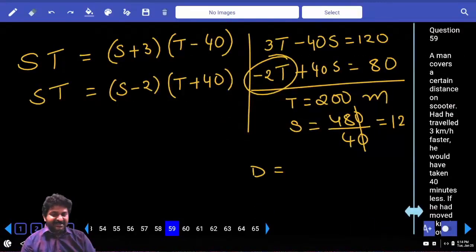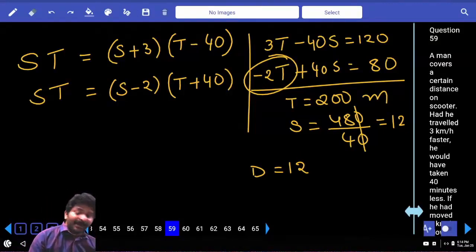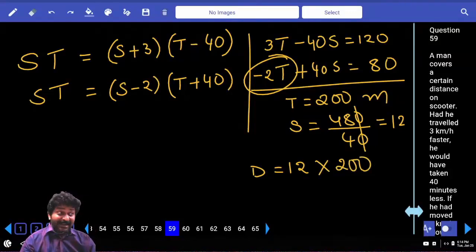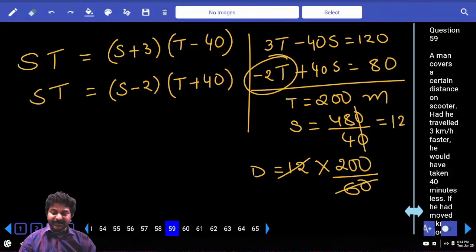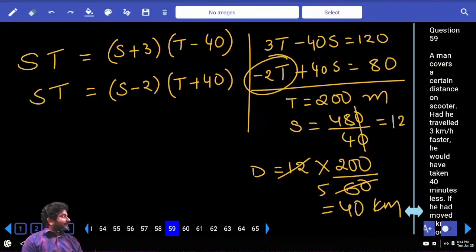Come on. Distance is equal to speed into time. What is the s value? 12 km/h. Time is 200 minutes. Now convert it to hours by dividing by 60. 12 how many times? 5 times. 200 by 5 is 40 kilometers. Did it take time?